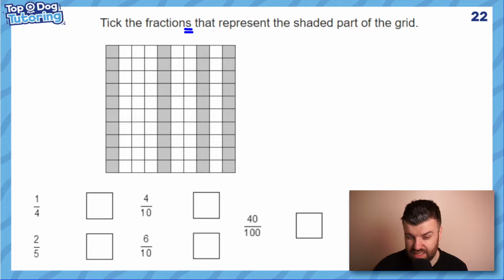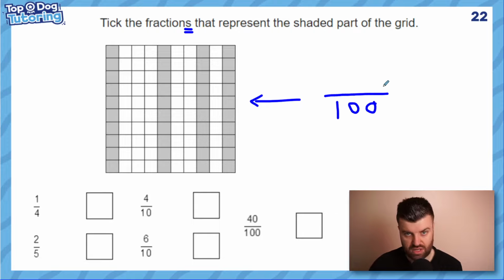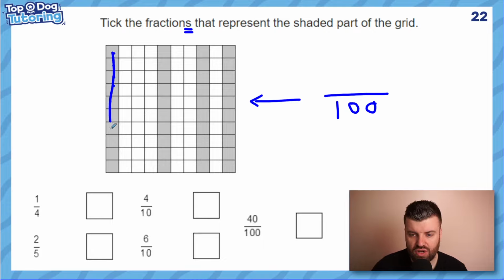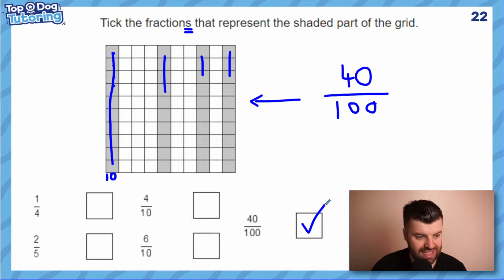So I just gave you a chance there to pause and try and work it out. The first thing to notice is this is a 10 by 10 grid. So there are 100 squares. That's going to be our denominator to start with. Very simple. And then again, we could start counting 1, 2, 3, 4. That's a bit slow. Can you notice that each column must be 10 because it's a 10 by 10 grid, so that's 10 tall. And we have 1, 2, 3, 4 columns. So 4 times 10 is 40. 40 out of 100, we can tick that straight away.